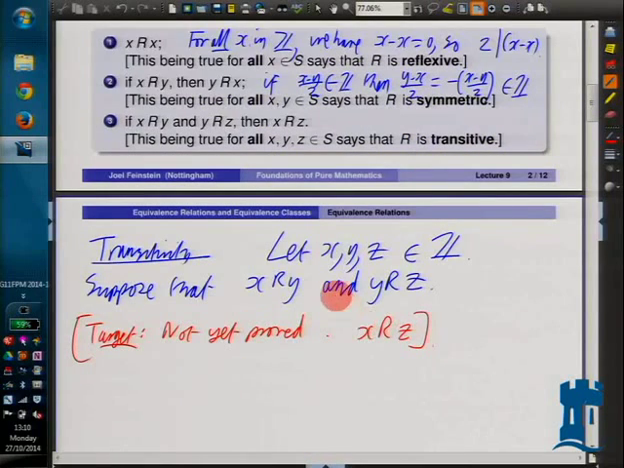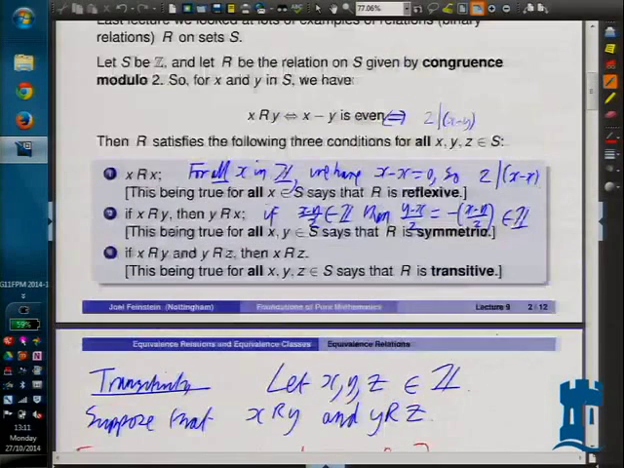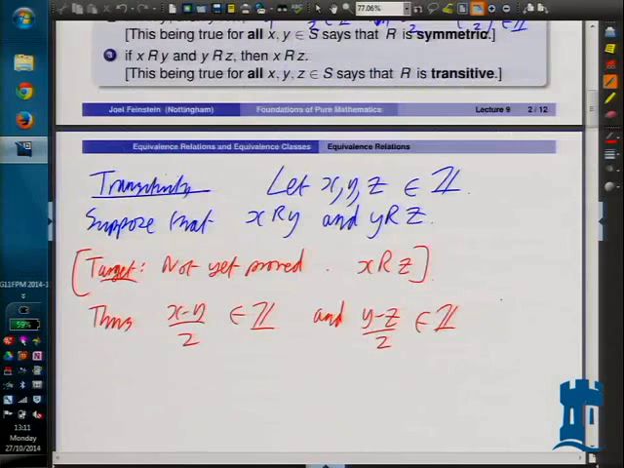That means, thus, x minus y over 2 is an integer, and y minus z over 2 is an integer. Remember, that's just saying that x minus y is even. That's x minus y is even, or x minus y is divisible by 2. And this is y minus z is divisible by 2. Okay? And then, let me just check that that's the way around we said it. Yeah, that's the way around we said it. Okay, so now we have to look at x minus z over 2.